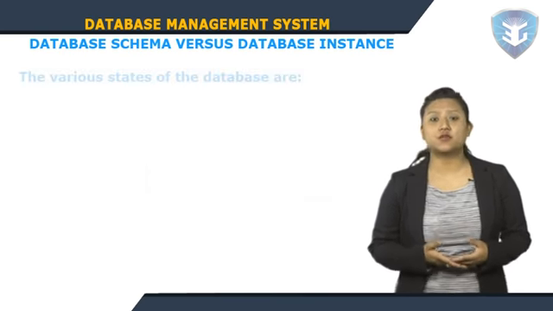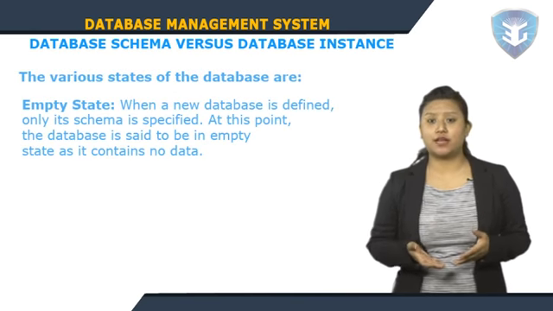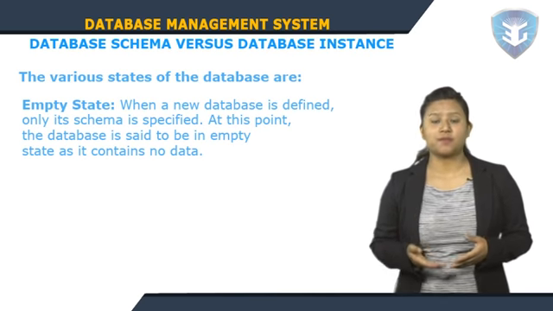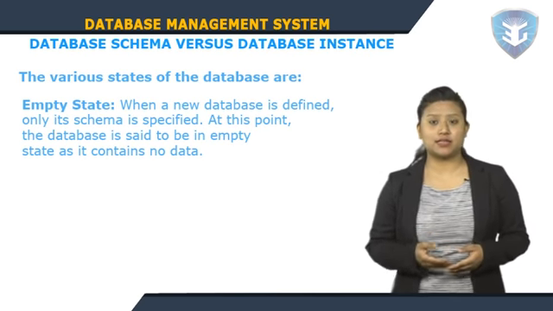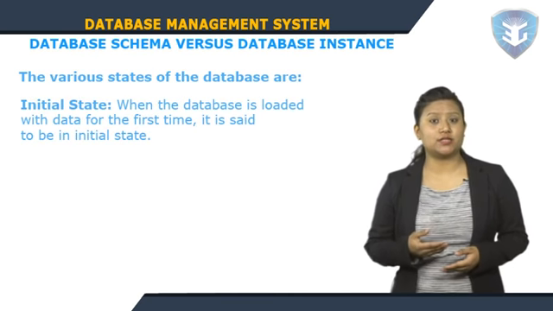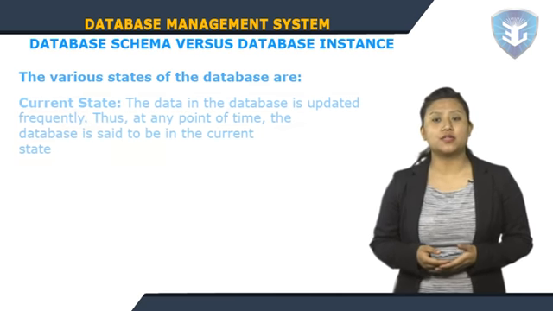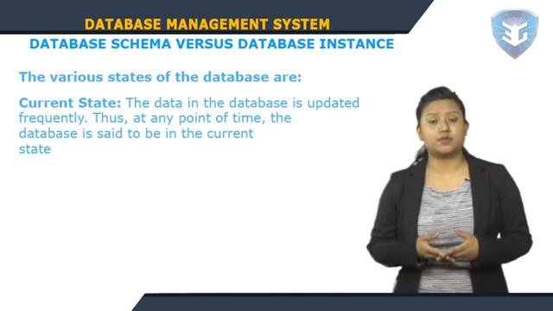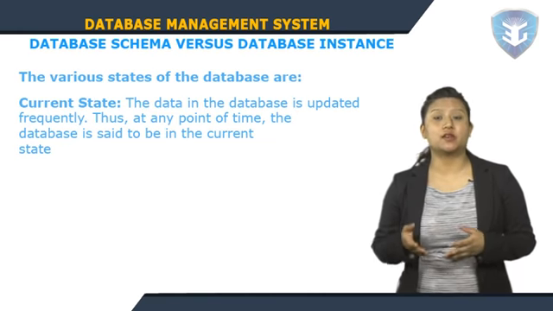The various states of the database are: Empty state. When a new database is defined, only its schema is specified. At this point, the database is said to be in an empty state as it contains no data. Initial state. When the database is loaded with data for the first time, it is said to be in its initial state. Current state. The data in the database is updated frequently. Thus, at any point of time, the database is said to be in the current state.